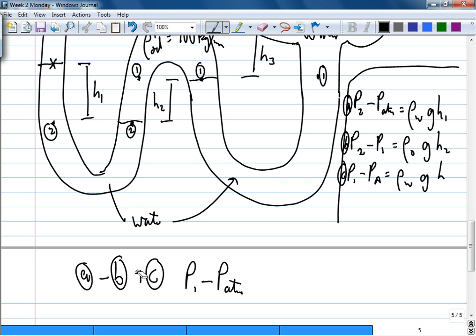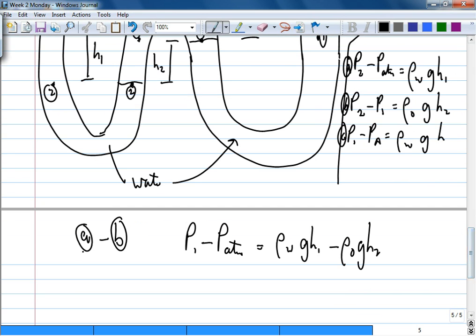I'll do it in 3 steps. Alright, is equal to rho water g h1 minus rho oil g h2. Is that okay or not so far? Did I make a mistake? Alright, and I take this equation and minus C.